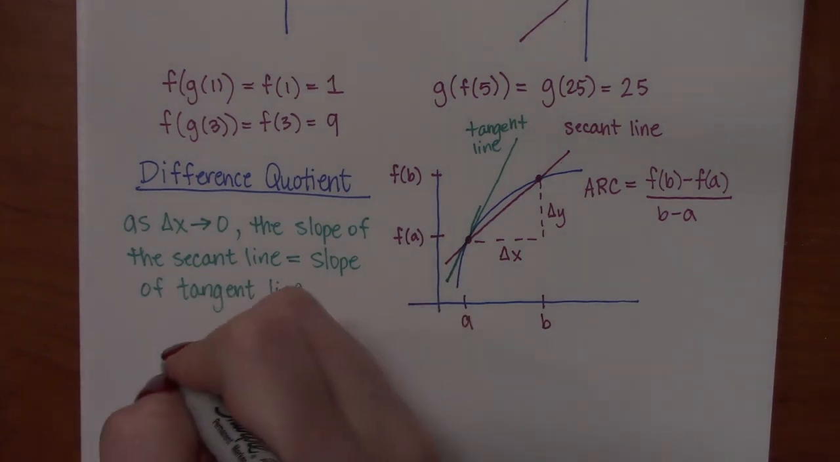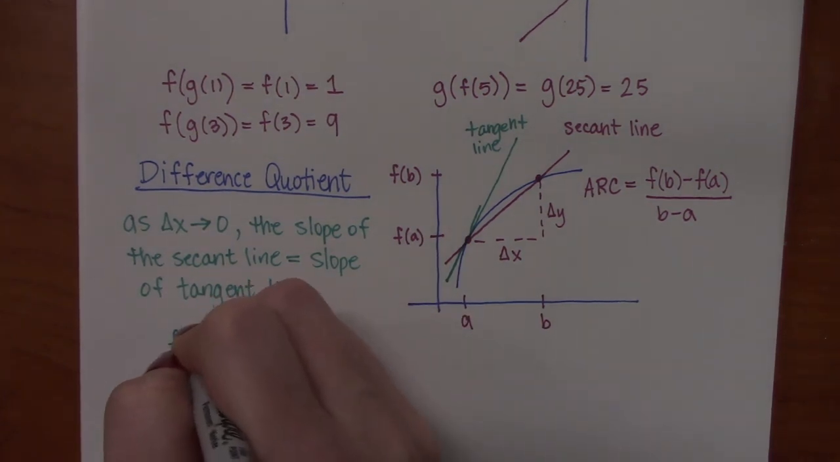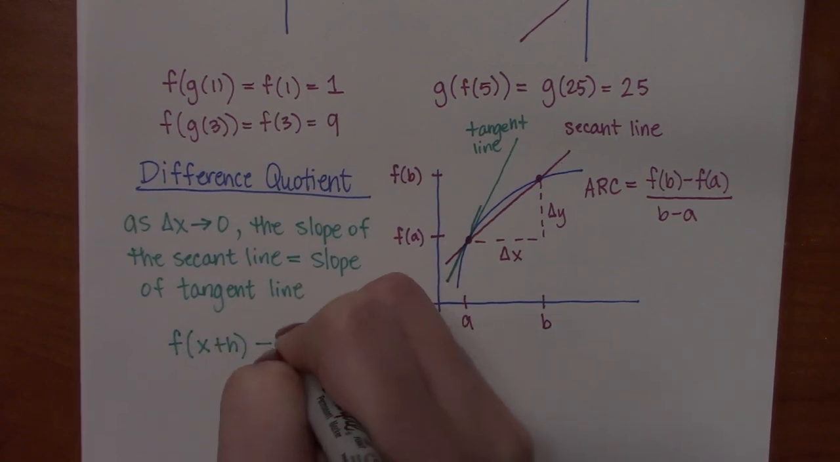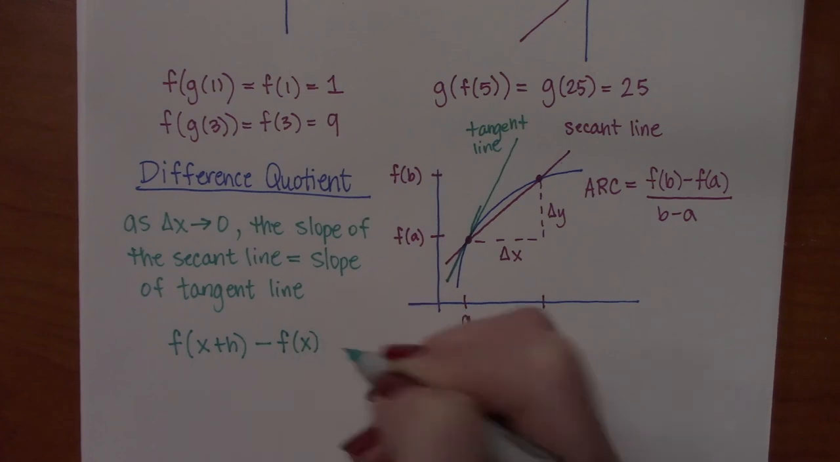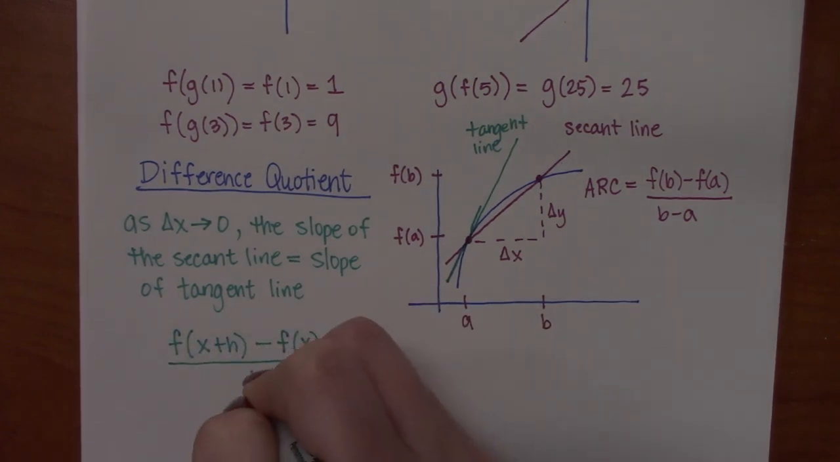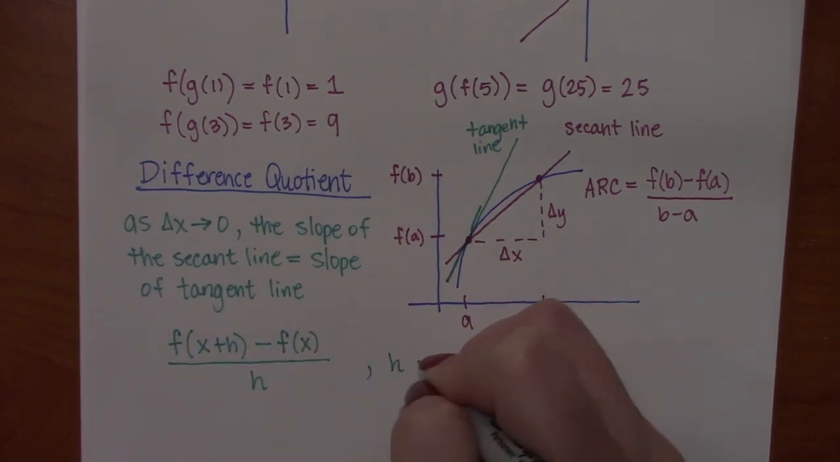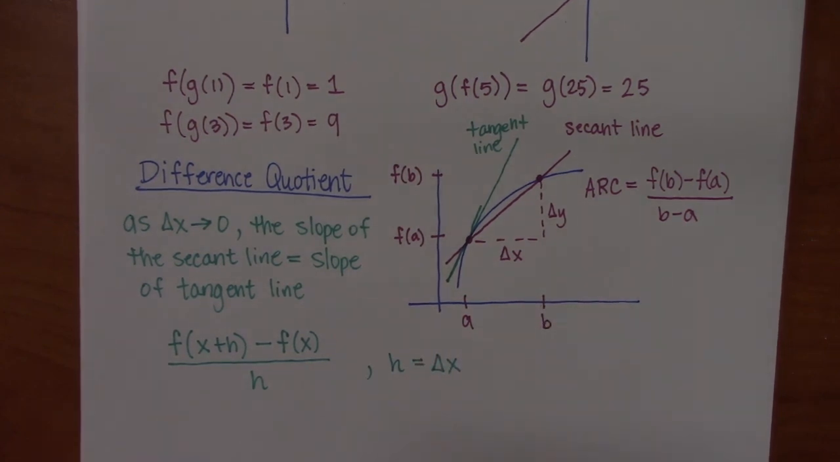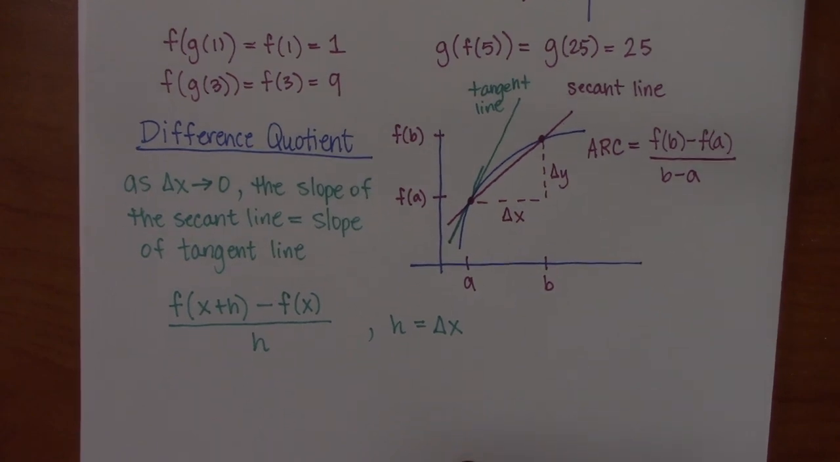So here's what the difference quotient looks like. We'll take f of x plus h, subtract f of x, and divide by h, where h is essentially going to be the distance between the two x values that we have. As this value h goes to 0, what this is going to do for you in calculus is produce the slope of the tangent line. And that is a hugely important concept in Calc 1.